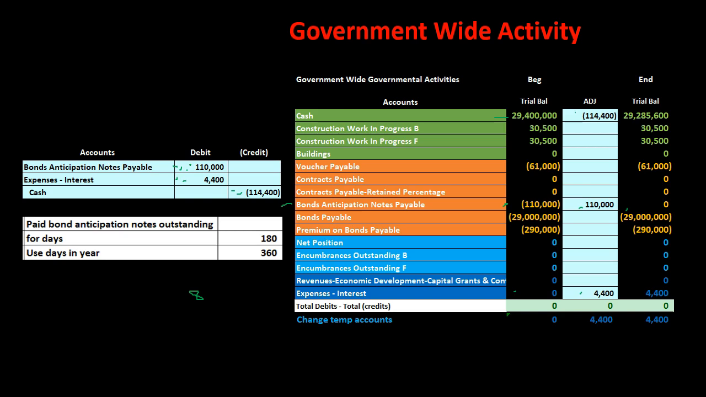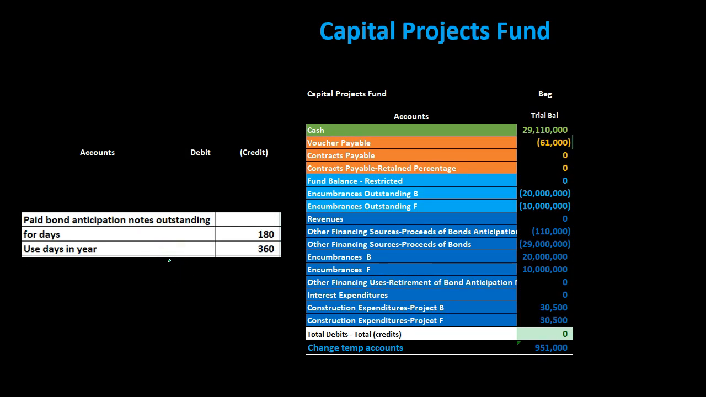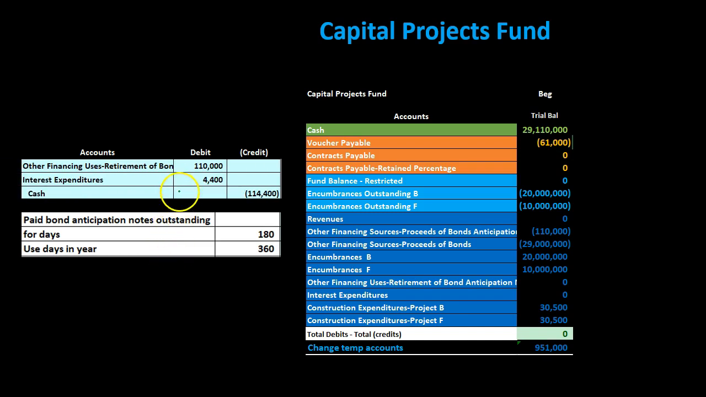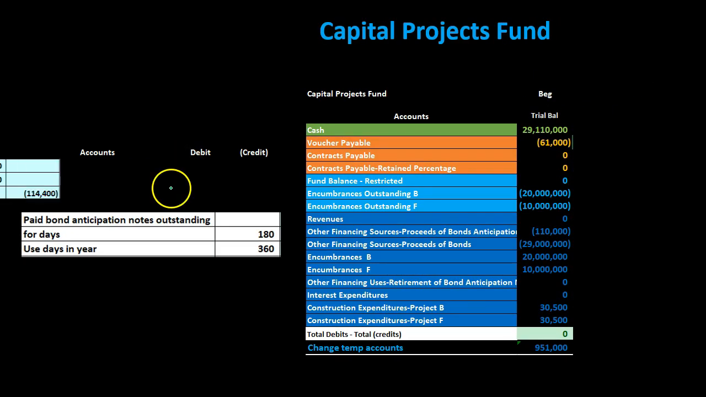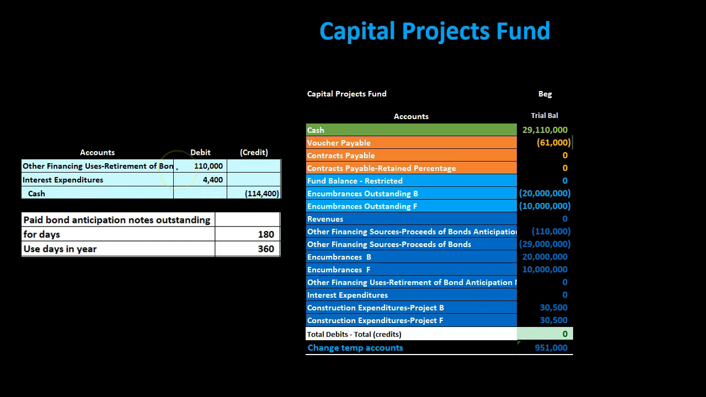So we're going to have to do something else with the bond anticipation note. The interest is something that could be recorded in terms of the capital project fund. So it's going to look like this, the transaction. Rather than the note going down, we're going to record this to other financing uses, that's going to be the $110,000, and the interest expense on the debit, and then we're going to credit cash for the $114,400.